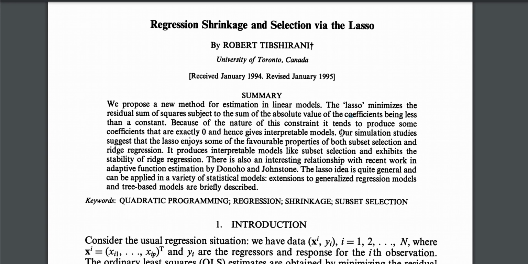Simulation studies suggest that lasso enjoys some of the favorable properties of both subset selection, which was computationally very hard, and ridge regression. It produces interpretable models like subset selection and exhibits the stability of ridge regression.